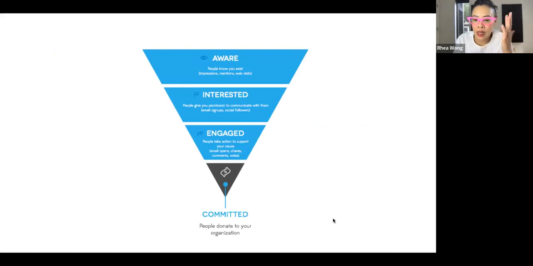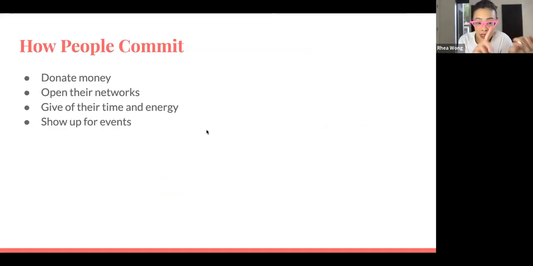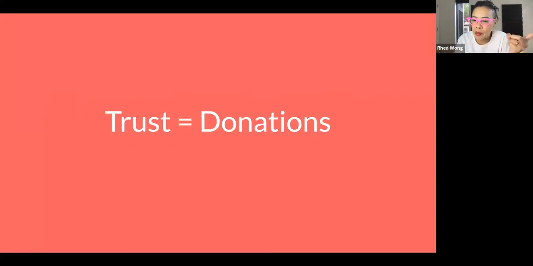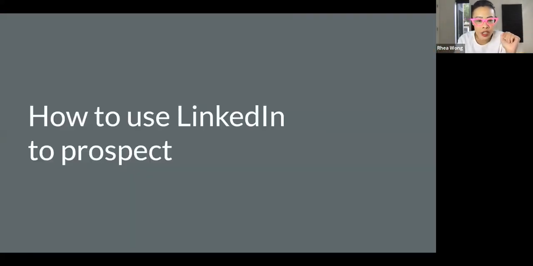So finally, people get committed and they donate to your organization. So what does that look like? Money, certainly. Opening up their networks, giving up their time and energy, they show up for events. And remember our little circle, the more you can continue to build that relationship and make them feel appreciated, the more they'll keep showing up for you. All of the marketing that you're putting out there is intended to increase trust. Because remember, trust equals donations.